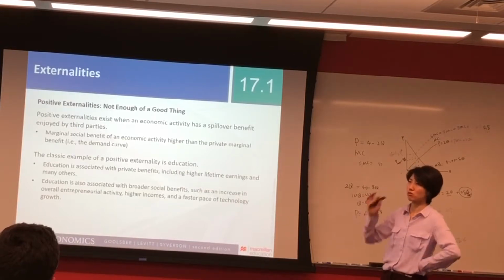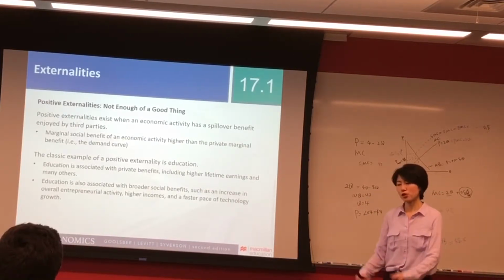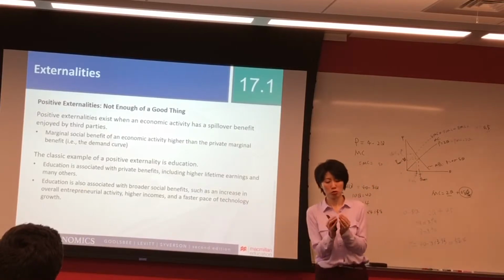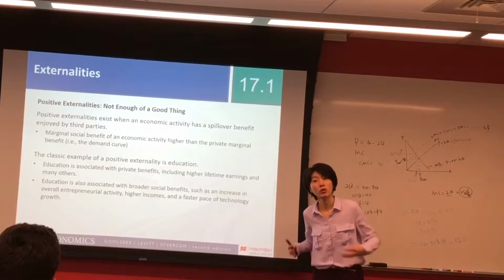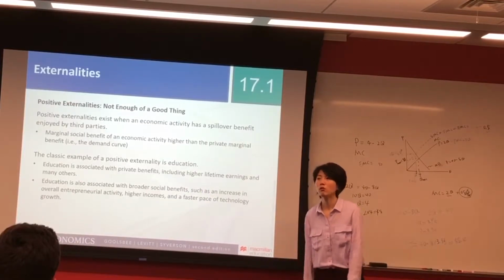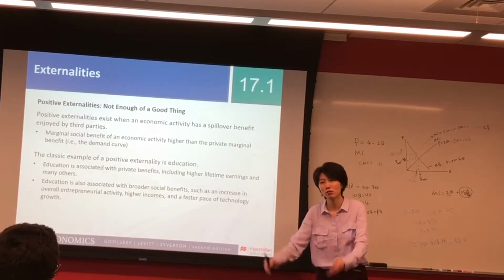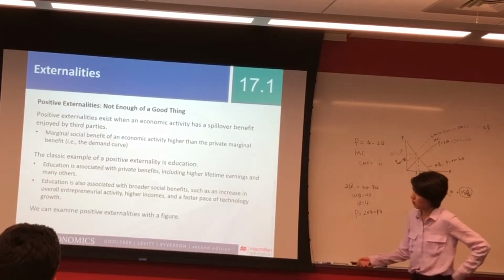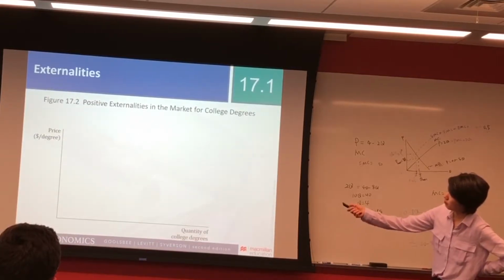Since there is a huge amount of positive externalities for education, and the free market tends to produce too little of this education, that's why the government usually gets involved. Education is free from kindergarten to 12th grade in public school. And we can examine positive externalities with a figure.